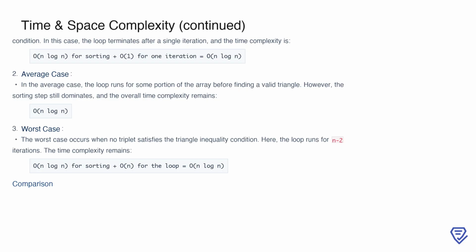On the other hand, the worst case occurs when no triplet in the array satisfies the triangle condition. In this scenario, the loop runs n - 2 iterations, covering the entire array. Once again, the sorting step dominates, leading to an overall time complexity of O(n log n) for sorting and O(n) for the loop. Together, this simplifies to O(n log n) as the final time complexity.